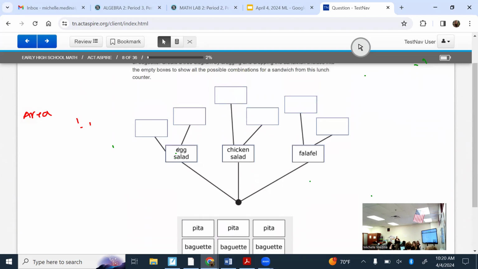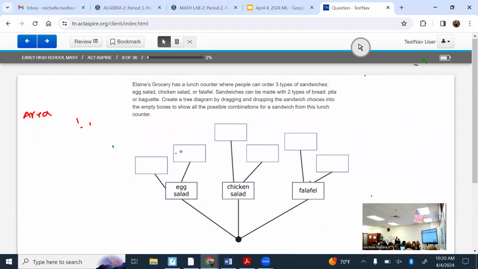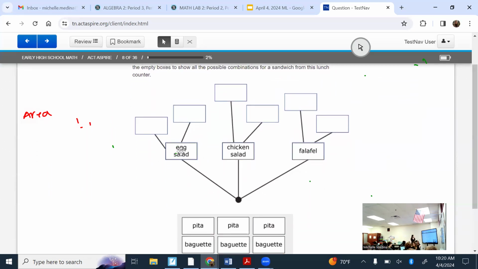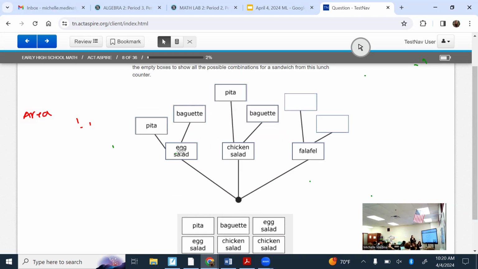And then from each of those is stemming 2 options. So see where that could make sense. Each sandwich can be made with 2 different types of bread, pita or baguette. So then from each main option should have pita or baguette coming from each. Okay, so that's what the answer is. This one didn't ask you to explain, but if you got it wrong or left it blank, then I need an explanation.